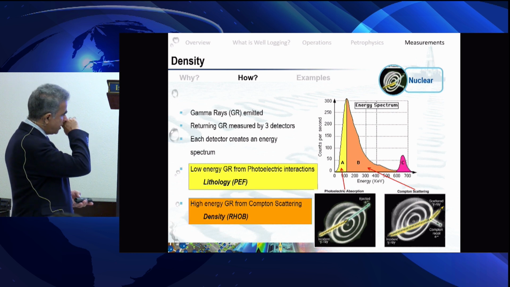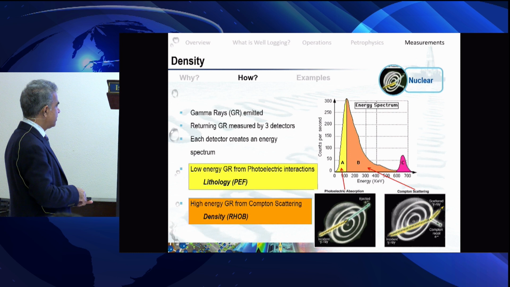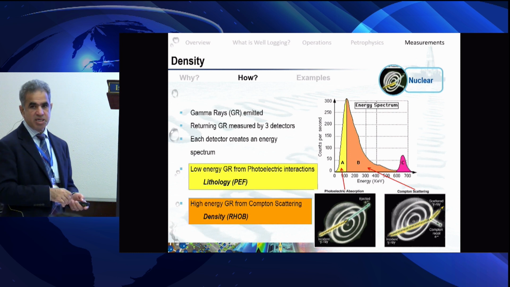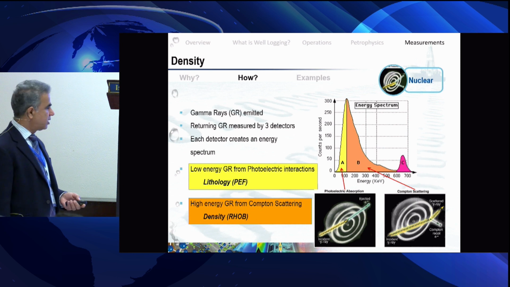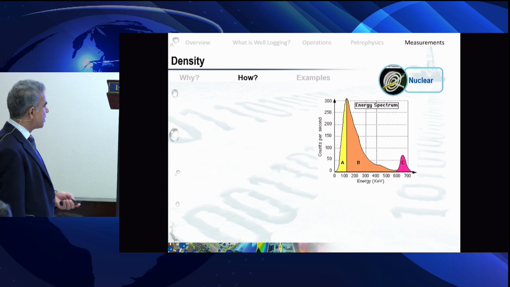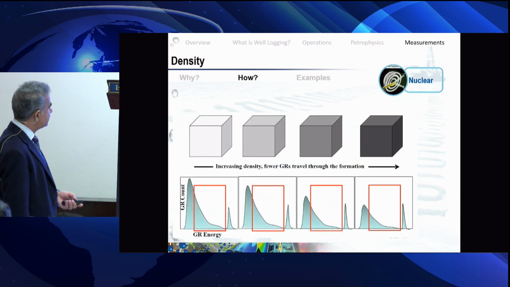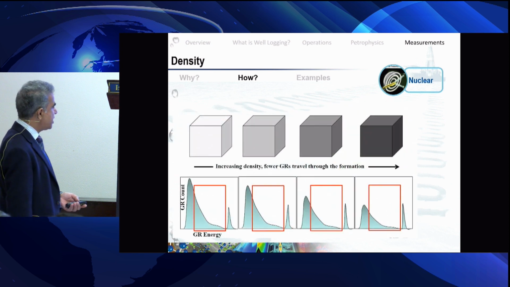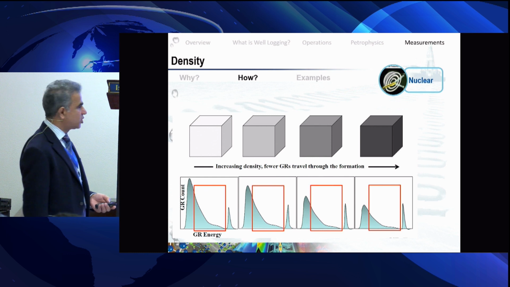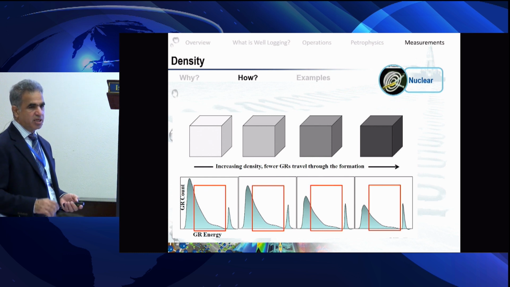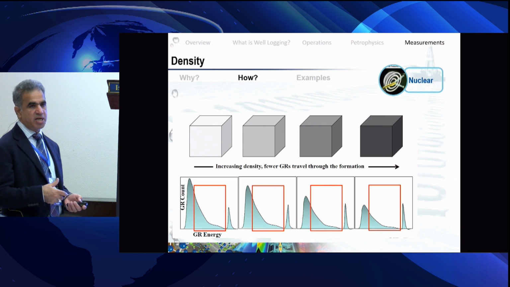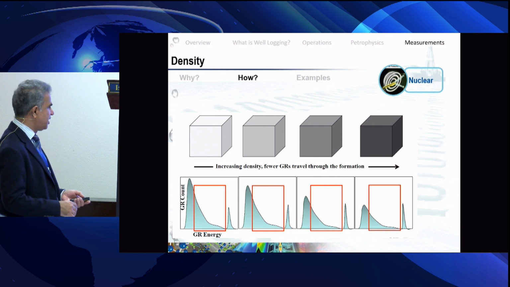But what we are interested in for density is the Compton scattering, from where the bulk density is measured. Actually, we read electron density, but it is very much equivalent to the bulk density. So with increasing density, fewer gamma rays travel through the formation. The formation is denser, the rock is denser. It captures most of the gamma rays, and only a few go to the detectors.